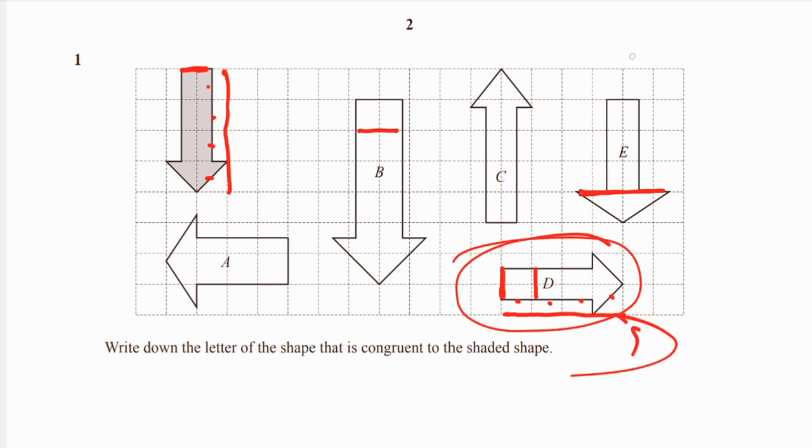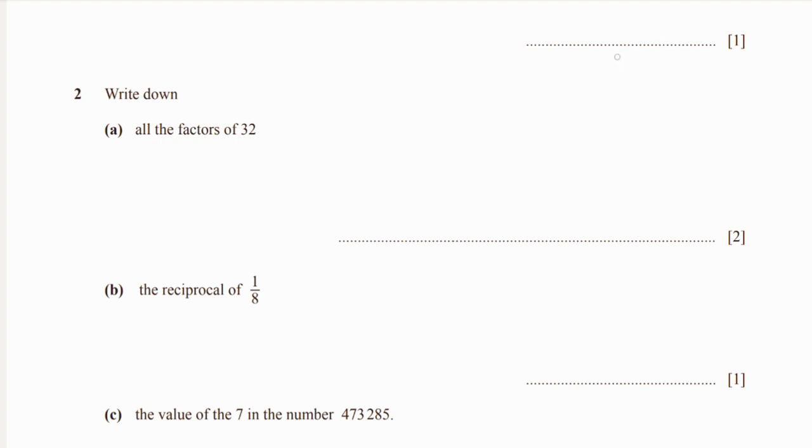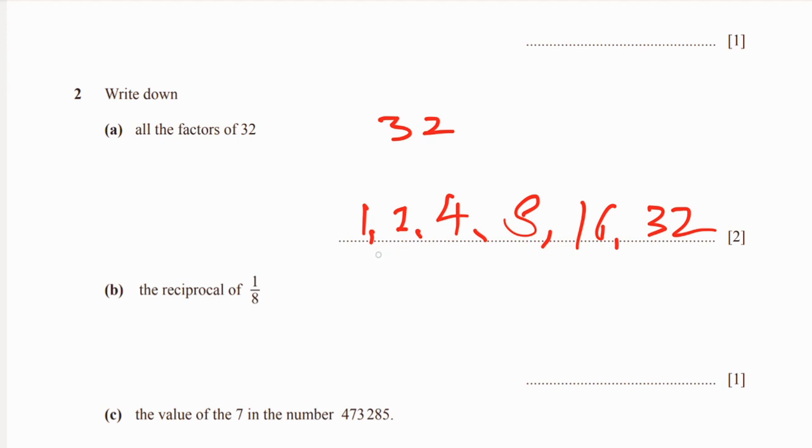Okay, now write down all the factors. So we have the number 32. 32 is divisible by 1, 2, 3 no, 4, then 6 no, 7 no, then 8, since 4 times 8 is 32. After 8, 9, 10, 11 no, then 16, and the last one will be 32. So these are all the factors of 32.